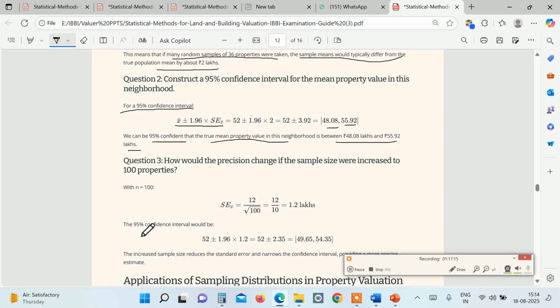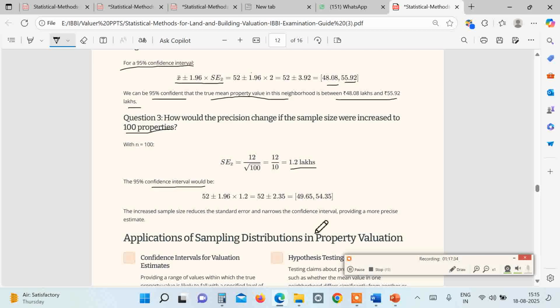How would the precision change if the sample size was increased to 100 properties? So now n is increased to 100, SE x bar is equal to 12 over √100, and the value becomes 1.2 lakh. For the 95% confidence level, the formula is 52 ± 1.96 multiplied by 1.2. The value becomes 49.65 to 54.35. So the increased sample reduces the standard error and narrows the confidence interval, providing a more precise estimate.